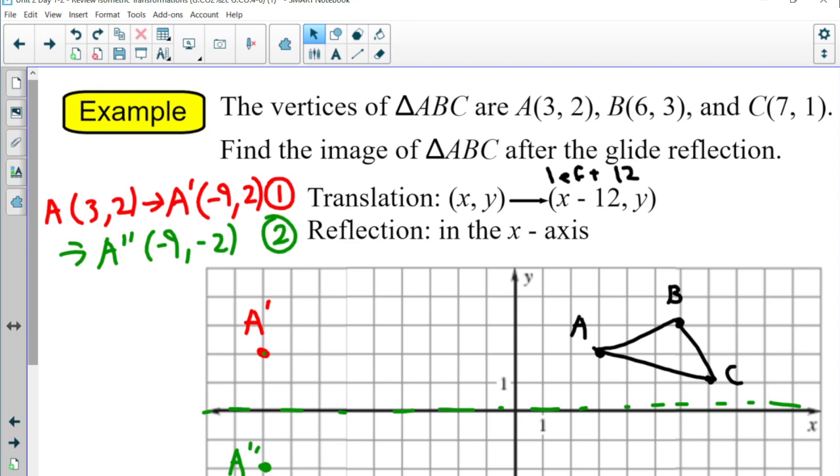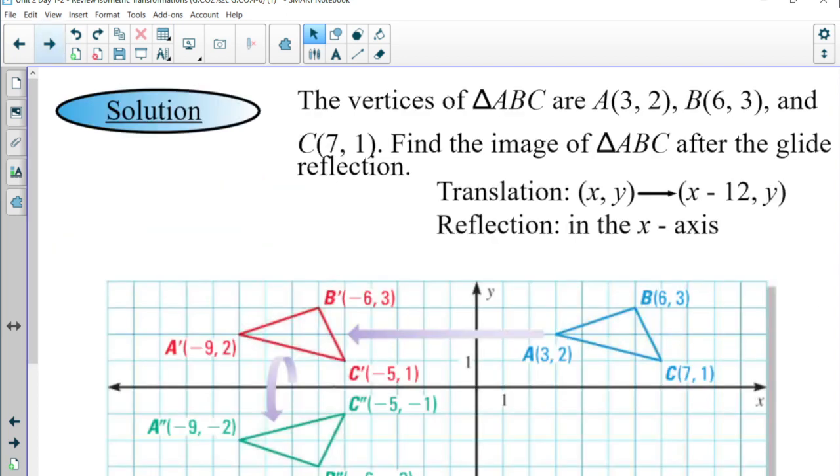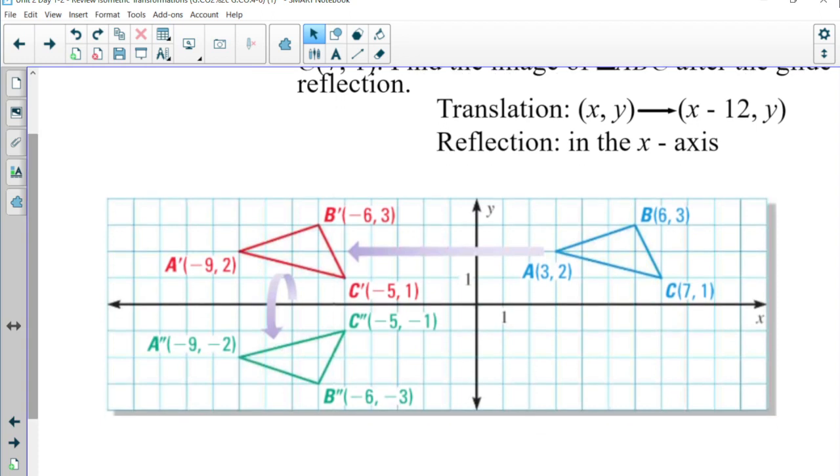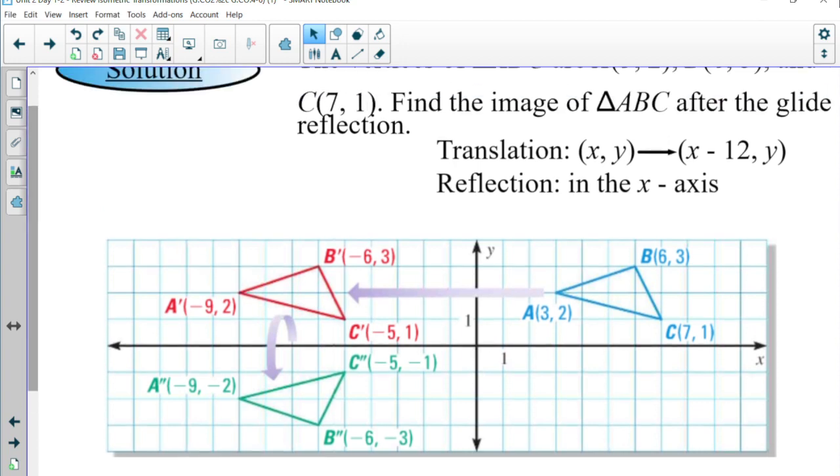And we're coming back and we look, and here in my beautiful handwriting, hand-drawn, pristine diagram, it's showing my shifting to the left 12 and my flipping over the x-axis. And notice all the coordinates are written there. This is called a glide reflection, and hopefully you see why it's called a glide reflection, because that translation is going to glide it across to the left, and then the reflection is going to flip it over. So it glides across and then it flips.